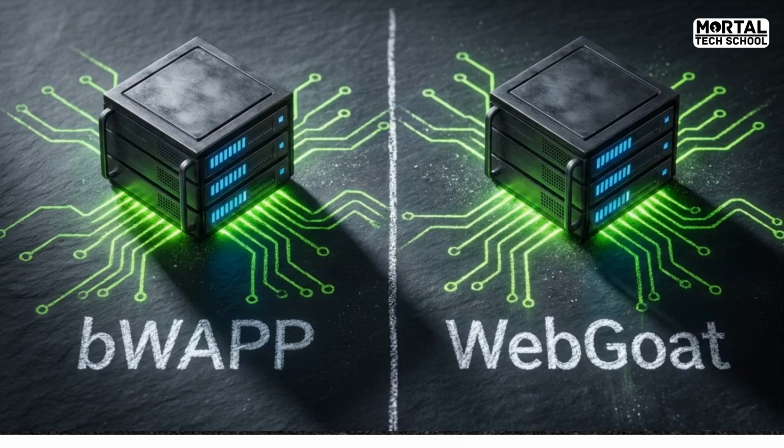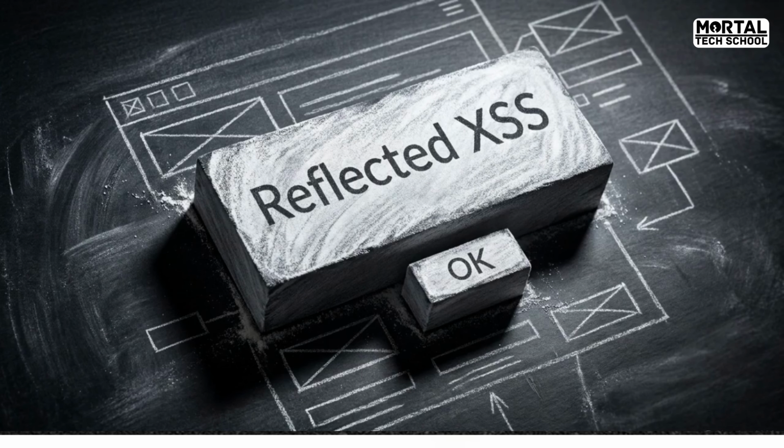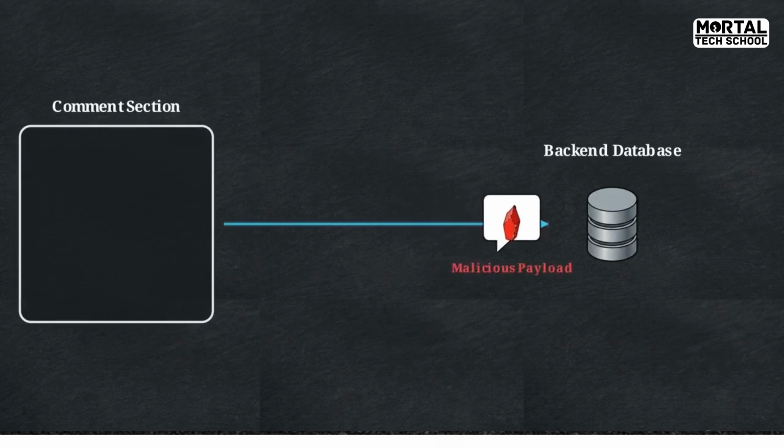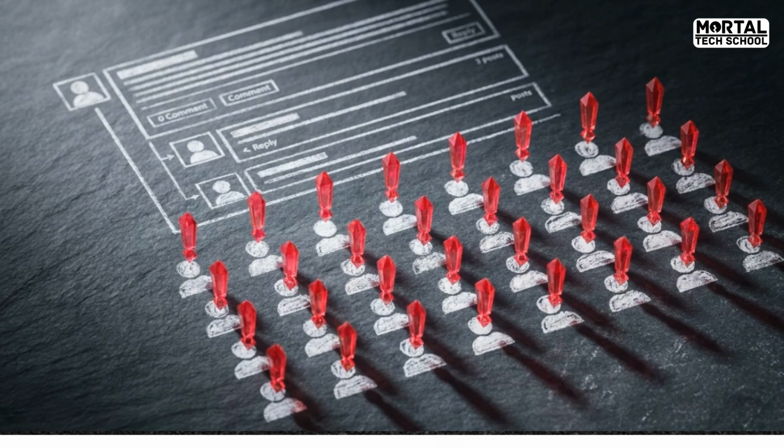We can ground these concepts by examining intentionally vulnerable environments like BWAPP and WebGoat. In this BWAPP mockup, we submit a script payload into a search field. Because the input is not encoded, the server reflects the code back and the browser triggers the pop-up alert shown here. If that same payload is submitted to a comment section, it is stored in the database. It will now execute for every user who views that comment, illustrating the persistent nature of stored XSS.